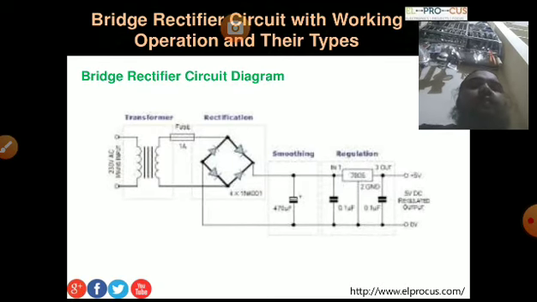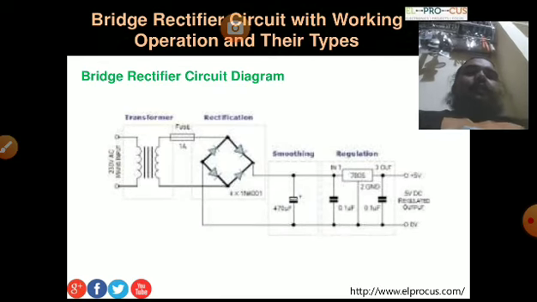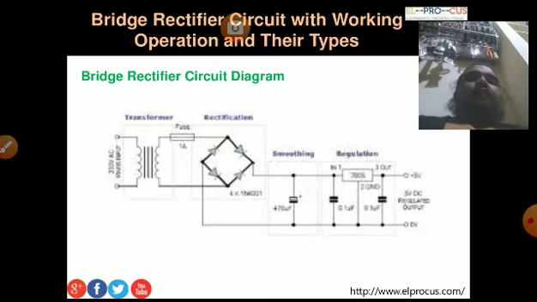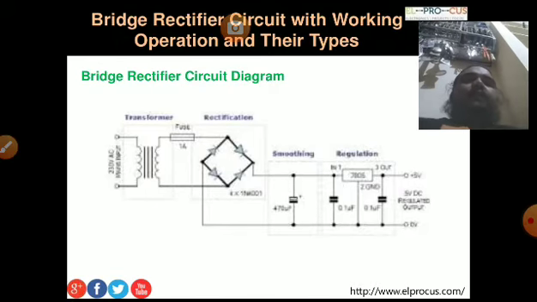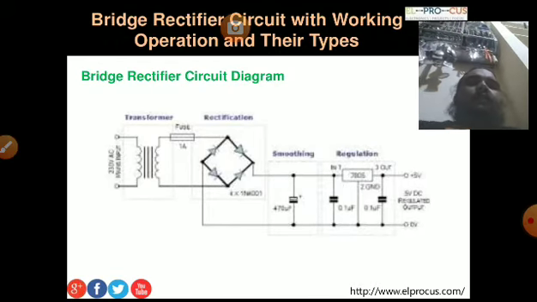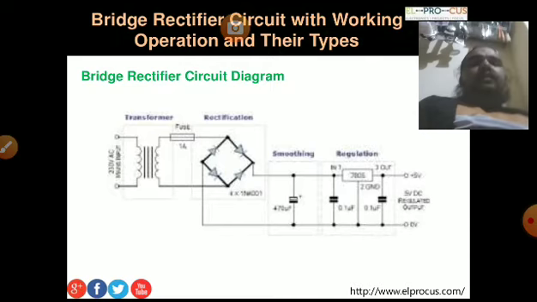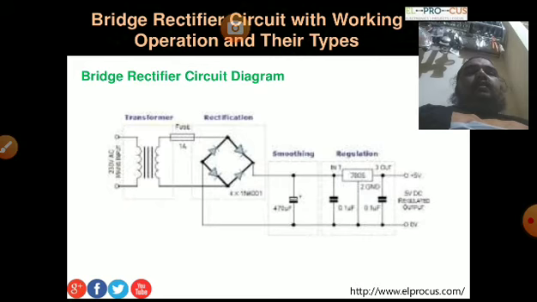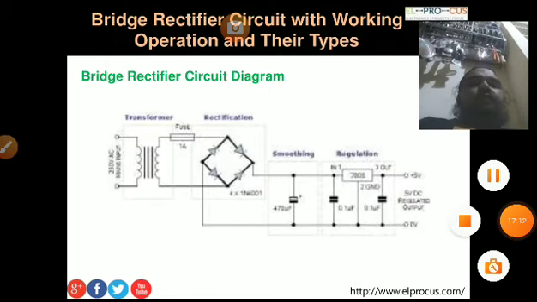There is a primary part and a secondary part. The primary part is transforming, and the second part is rectification. This is the basic circuit diagram of the bridge rectifier process.